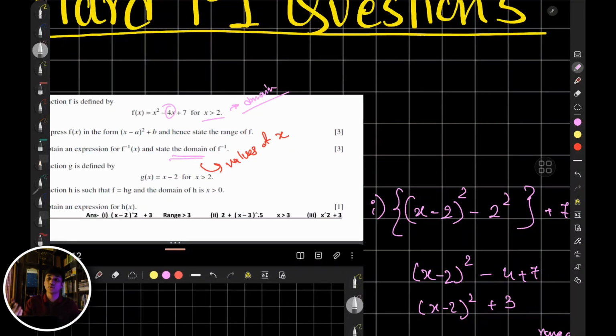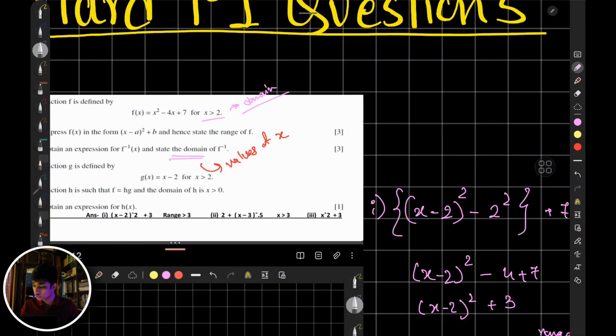What is half of 4? 2. You put it over here. And then you subtract the whole square of this value, the whole square of the value over here, which is 2. So you have to do minus 2 whole squared. Make sure you put a bracket over here.